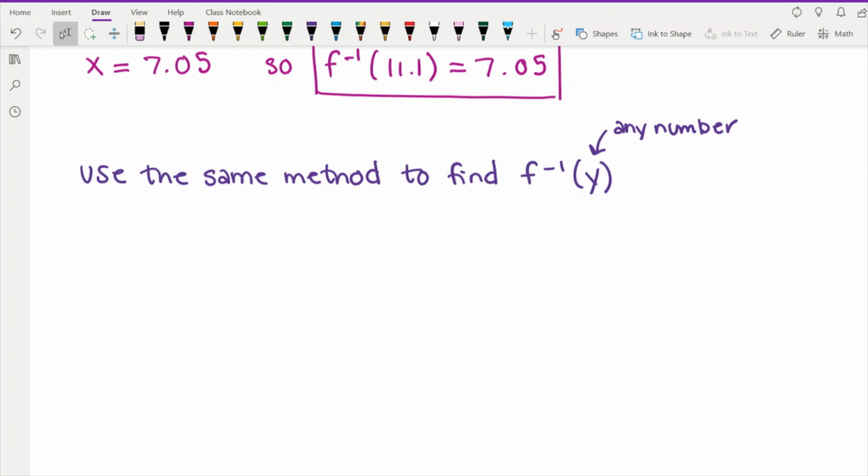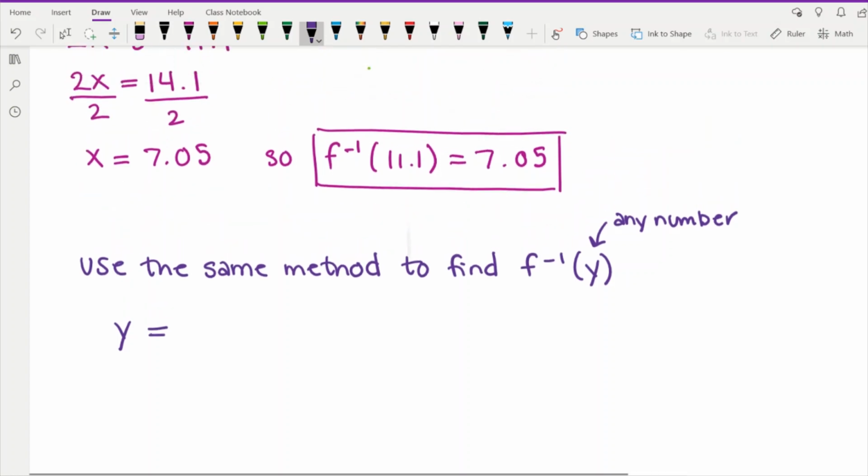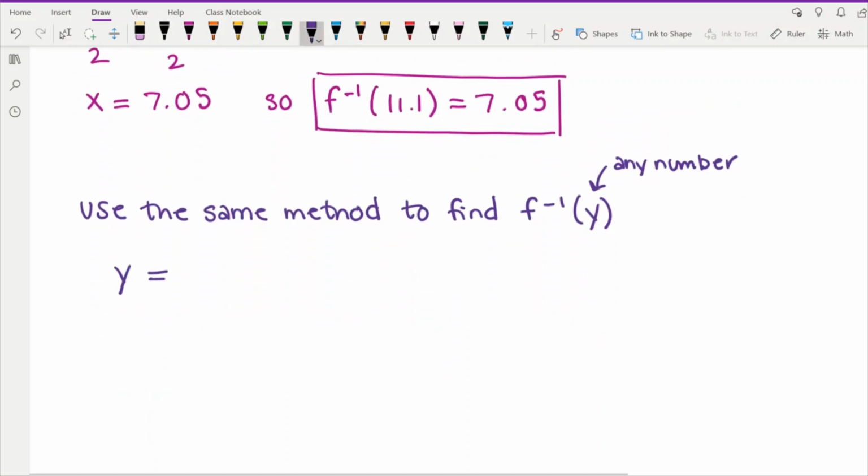So what did we do to find f inverse of 11.1? Well, we set 11.1 equal to the function, right? And so how can we do the same idea? Well, we can set y equal to the function. So remember, our function was 2x minus 3. So I'm going to set y equal to 2x minus 3.